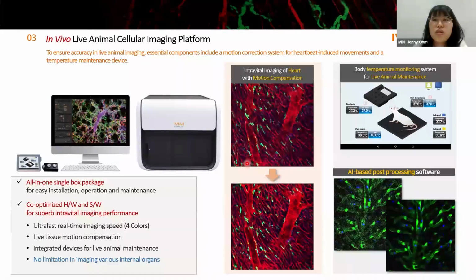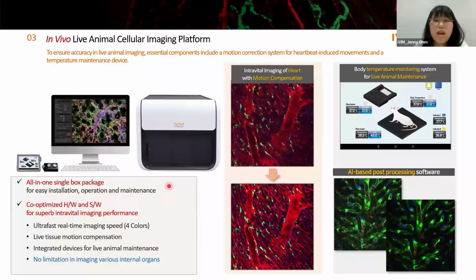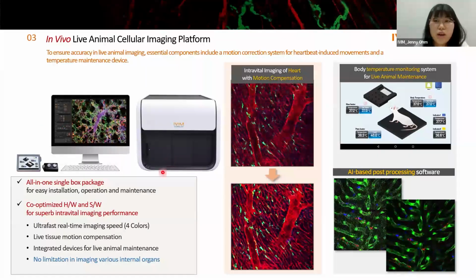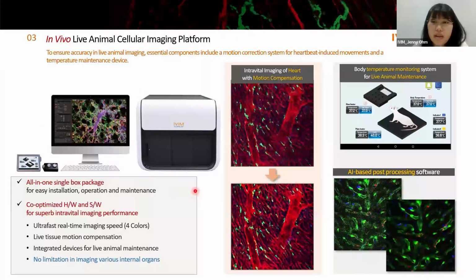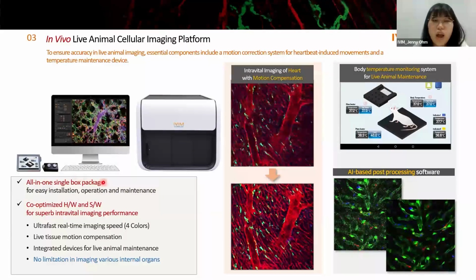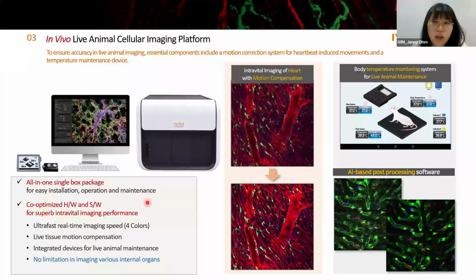So if we look more closely into IV Technologies' intravital microscopy system, it is provided as an all-in-one microscopy system designed for high-quality intravital imaging performance. This compact single-box package allows for easy installation, operation, and maintenance, allowing researchers to solely focus on imaging.